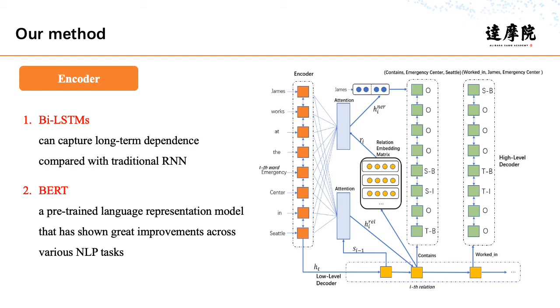As mentioned, our model is configurable. In the encoder phase, we can utilize different contextual feature extractors. Here in this paper, we use two types of encoder. One is based on bi-LSTMs, and the other is based on BERT, which is a pre-trained language representation model that has shown great improvements across various NLP tasks. From the encoder, we can obtain a fixed-dimensional semantic representation of the input sequence.